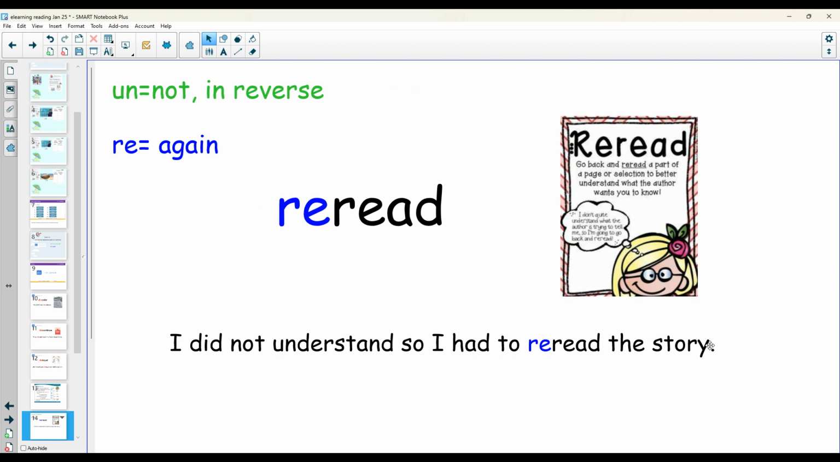Read the word and then reread it. Just reread it. Read it again. Hopefully you knew that this word was reread. Read the sentence. Oh man, I did not understand, so I had to reread the story. Bummer. But I bet you'll get a really good grade on it if you reread it.